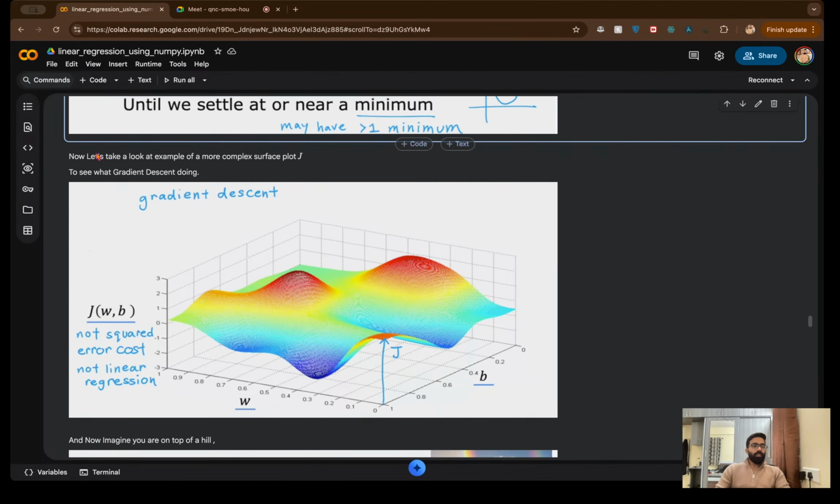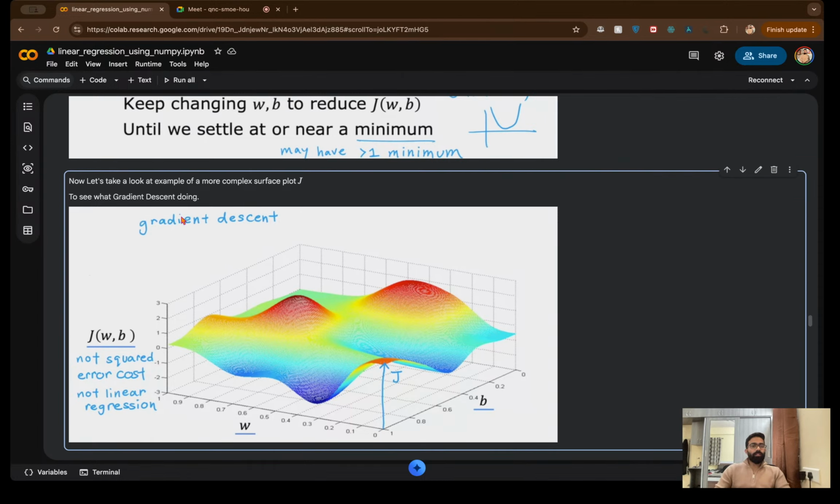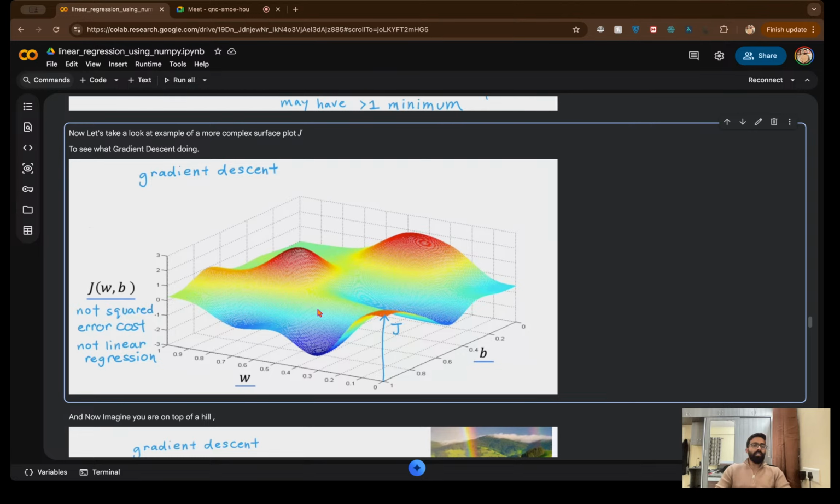Now let's take a look at an example of a more complex surface plot of J. This is J, a 3D plot. Why are we considering a 3D plot? Because we are considering W and B. This is the value of W, this is the value of B. In this 3D plot, let's say I'm at this red point. The red point is where the loss is highest and the blue point is the lowest.